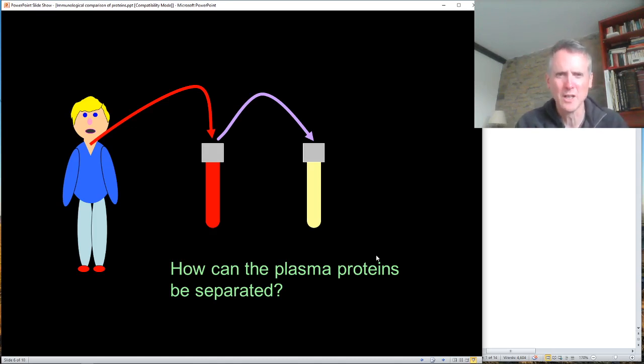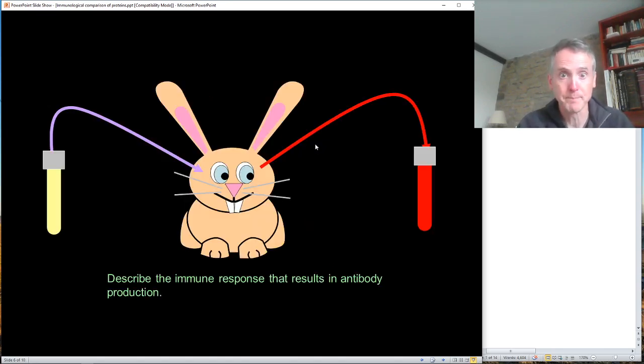If you use a filter, the cells will just block the filter. It's really hard to filter when you're on a very small scale of cells. So yeah, we just spin it in a centrifuge. So I've got now my little test tube full of human plasma that contains plasma proteins, albumin, and other ones as well.